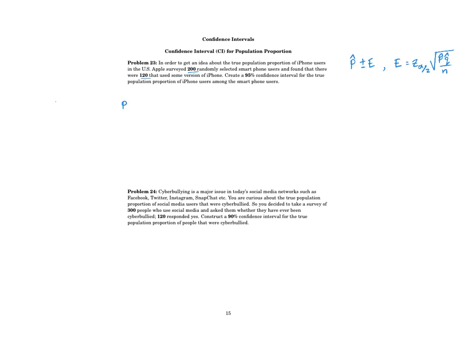P hat is equal to 120 over 200, and q hat is going to be 1 minus 120 over 200. n is the sample size, which is 200 here, and z sub alpha over 2.